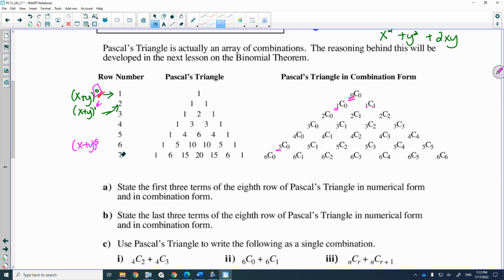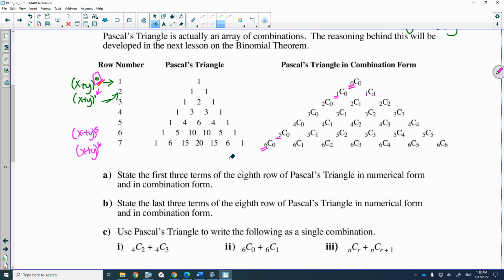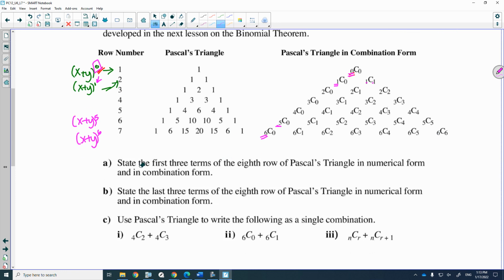This row 7, we know, would be x plus y to the power of 6. So n is 6, and we're going to have 7 terms, right? 1, 2, 3, 4, 5, 6, 7. But we take whatever n is, and we do 6 choose 0, 1, 2, 3, 4, 5, 6. So again, patterns.